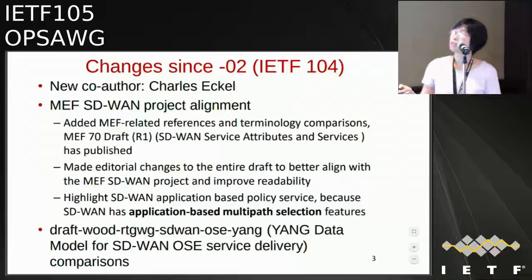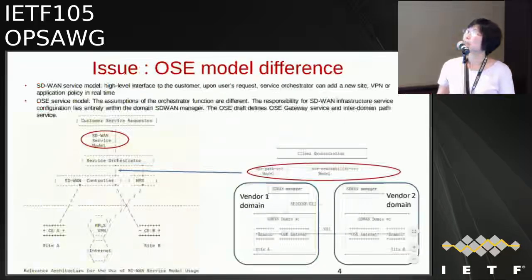So that's the overall changes. And for the OSE model difference, here is the major difference. The major difference is our SD1 service model, which is a quite high level interface to the customer. Upon the user's request, the service will do some infrastructure service like sites, connection, and also application policy. This is a very high level one. For this model, it will not be aware of any real underlay resources.